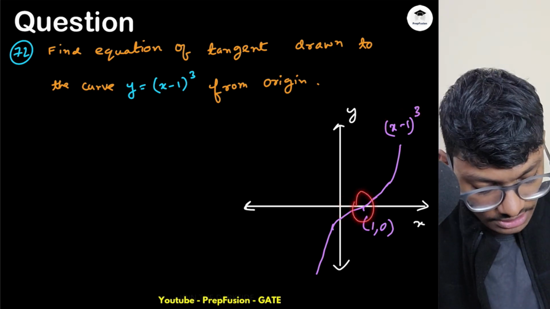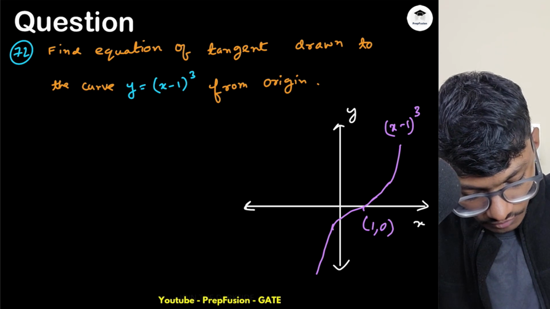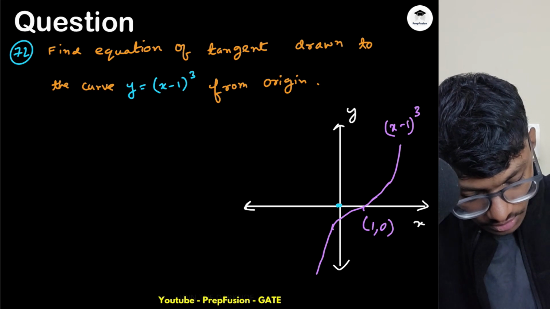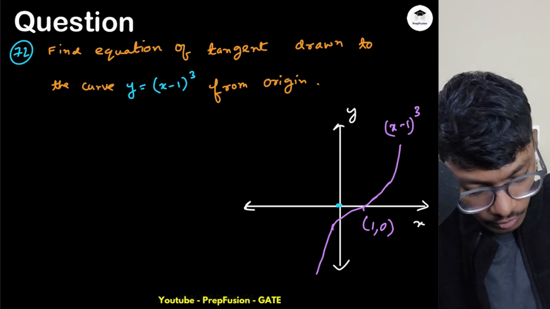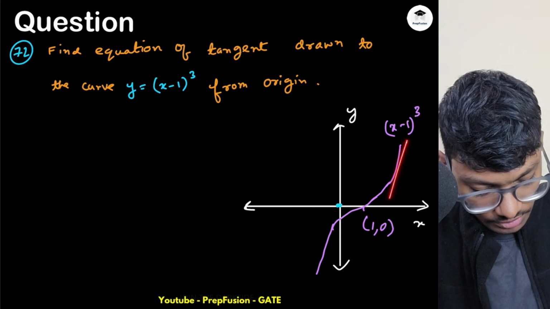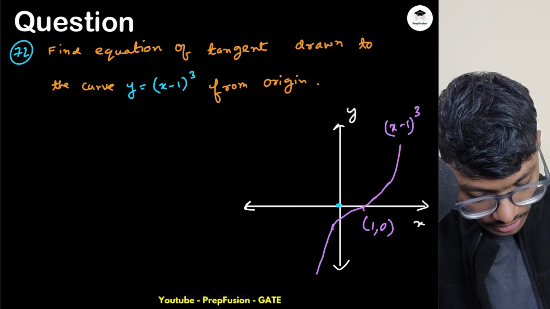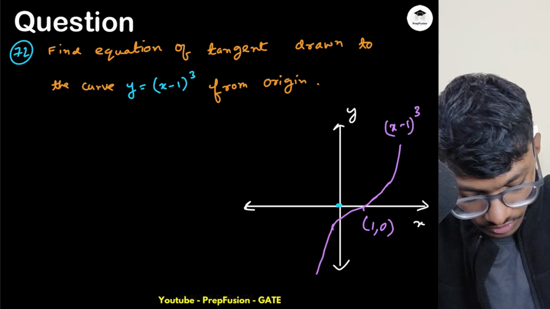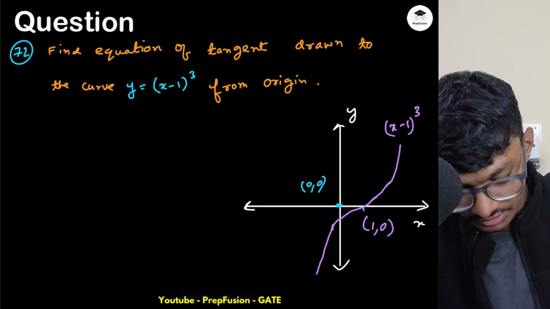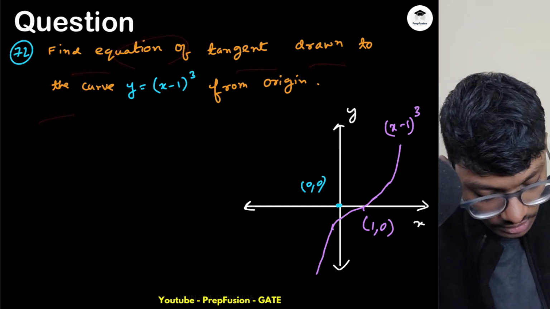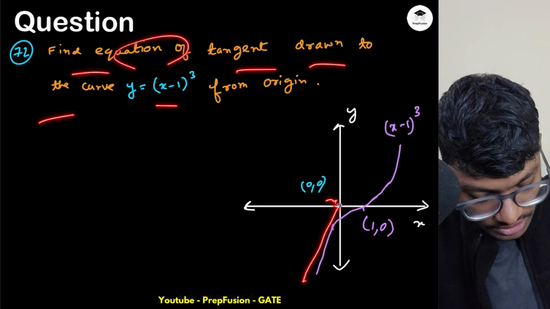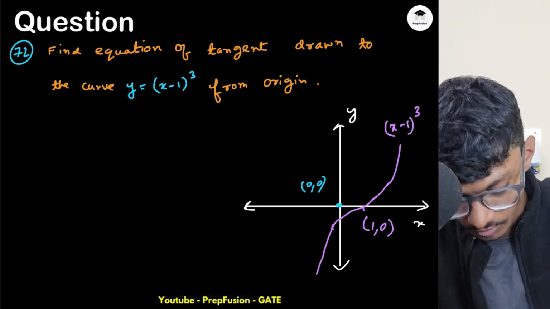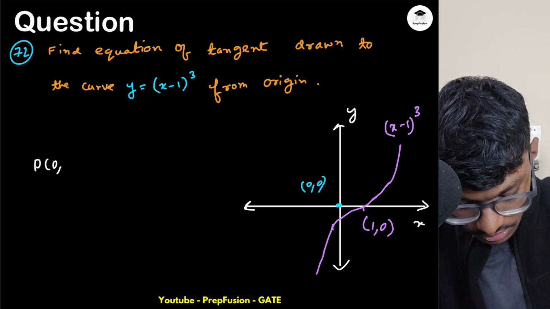So the thing is, what they are asking us to find is from the origin. If I have a point at the origin, what slope will pass through this? Any slope can pass, right? So what is the equation of that slope that passes through the origin? That is what this question is asking us: find the equation of the tangent drawn to the curve from the origin. That is more important. So my external point is P, 0 comma 0.